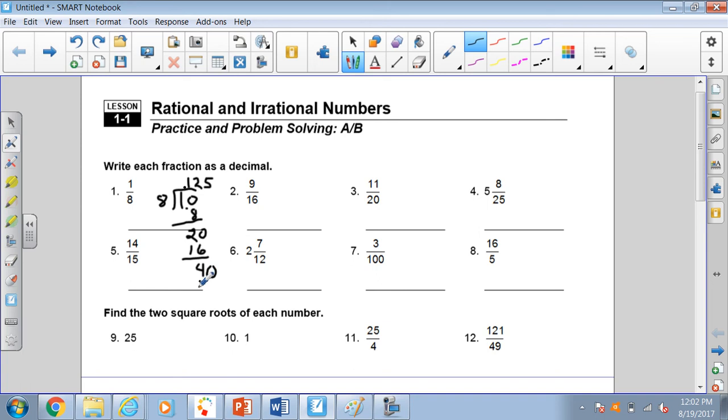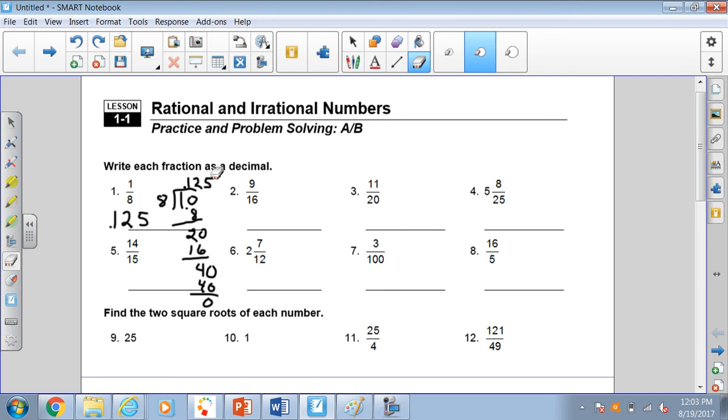And that tells us, because 40 minus 40 is 0, that our dividing is over, and our answer is going to be 0.125. So the answer to number 1 is 0.125, and we're just going to erase that work now to get it out of the way.